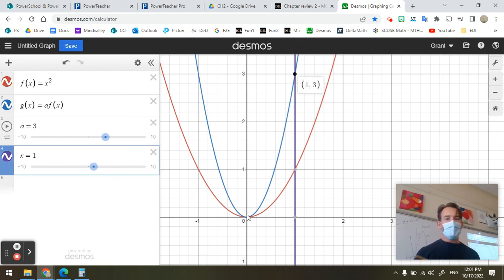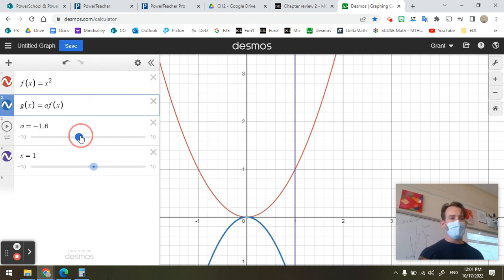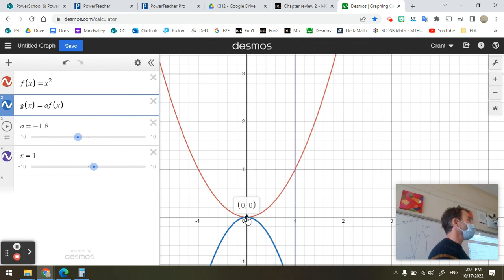Notice that (0, 0) did not stretch or change, even when a is negative, because 0 multiplied by anything is still 0. So that point is like an invariant point. It does not change under that particular transformation of multiplying the outputs. And any zero won't.